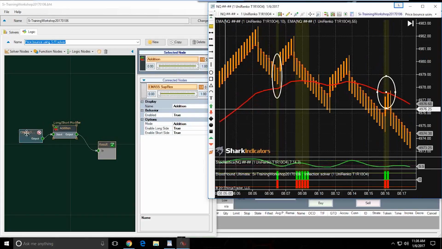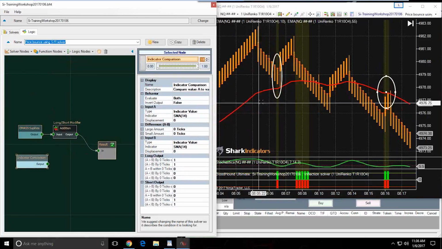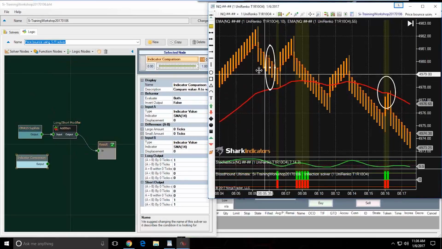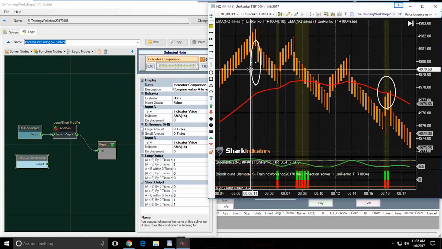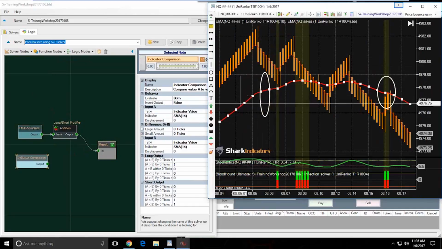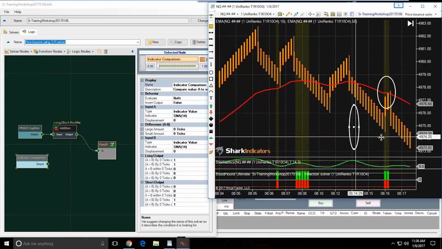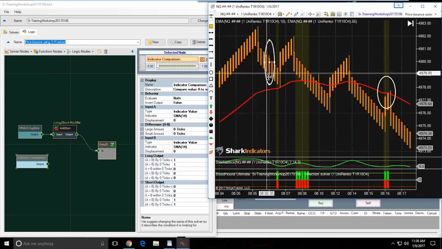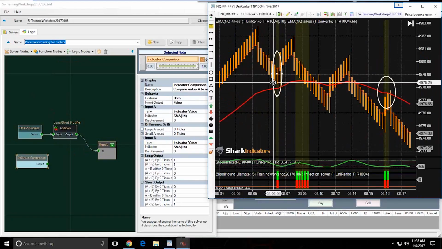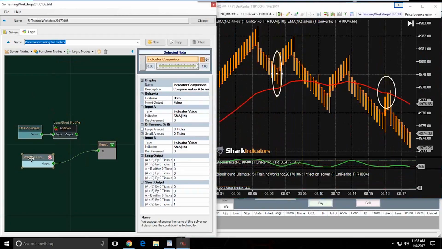Some ways we can do that is we can grab a comparison solver. When we eyeball this, what are we doing? Well, we're comparing the price bars to our support resistance line. We're doing a comparison. Is price above or is price below? So for us as humans, we're doing a visual comparison, and therefore we would grab a comparison solver to do that comparison for us as well.